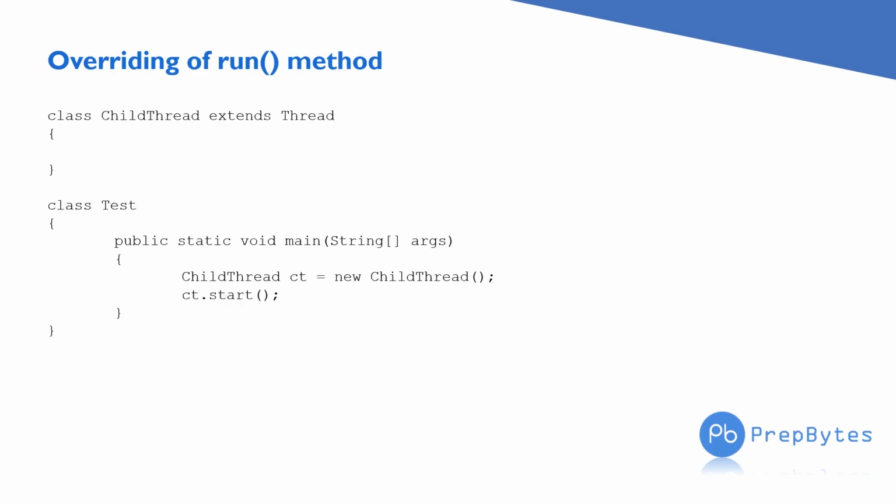For example, this is the case. We are not overriding the run method. We are not implementing our own run method. So what will happen? What will be the output? Most of you I think can guess what will be the output. I have said these lines many times. So let's guess what will be the output.